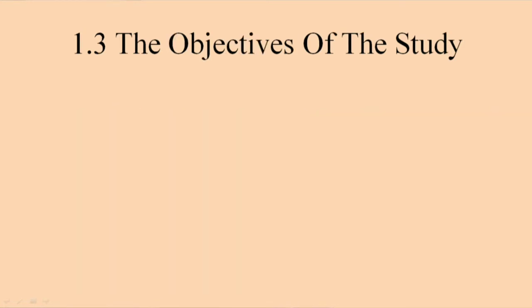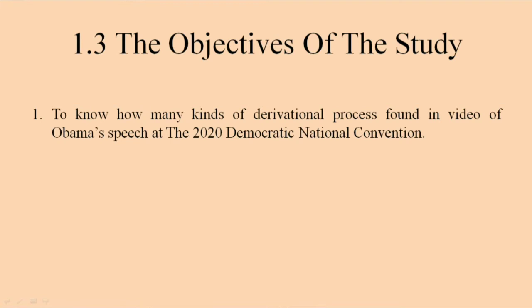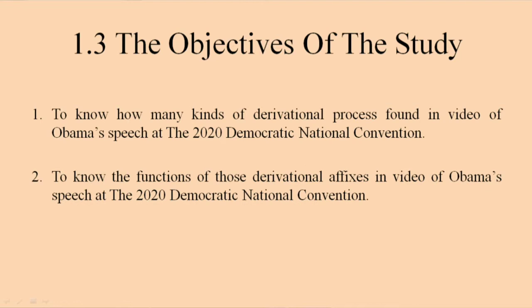Okay, let me continue to 1.3, the objectives of the study. In academic writing, the objectives of the study must be related or synchronous with the problems of the study. Because my problem 1 is how many kinds of derivational process are found in the video of Obama's speech at the 2020 Democratic National Convention, my objective is to know how many kinds of derivational process are found in the video. Now problem number 2: what are the functions of those derivational affixes in the video? So my objective is to know the function of those derivational affixes in the video of Obama's speech at the 2020 Democratic National Convention.